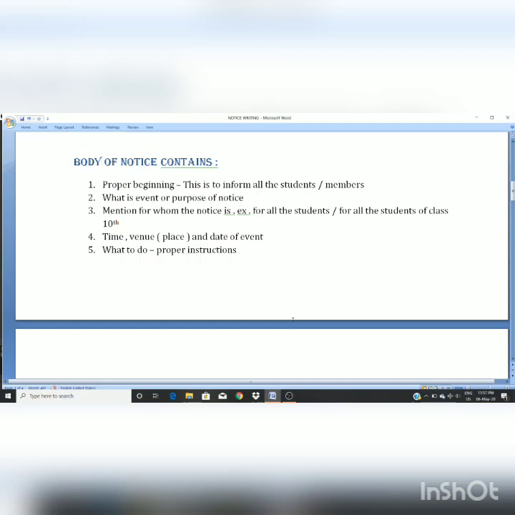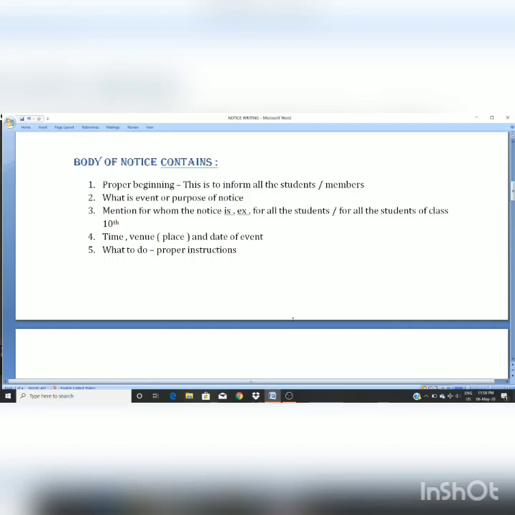Third thing, mention for whom the notice is. For example, for all the students of class 10th, or for all the students from class 8th to 10th. You have to clearly mention for whom you are writing the notice. Even if the notice is for everyone, or only for the staff members, or only for class 10th students, or only for junior wing students, you have to mention that clearly.